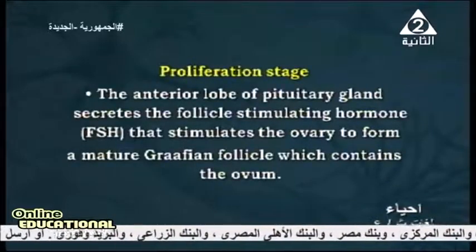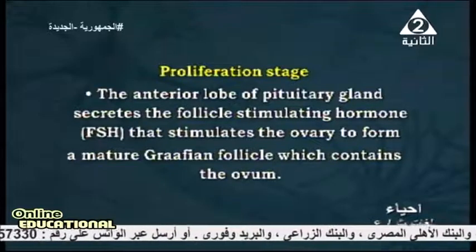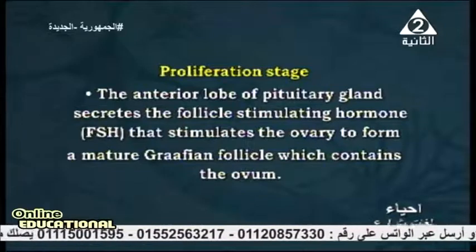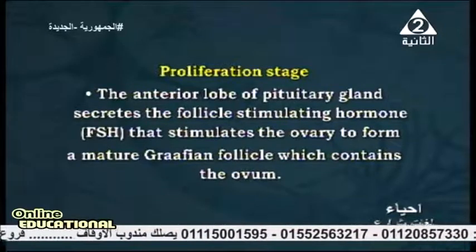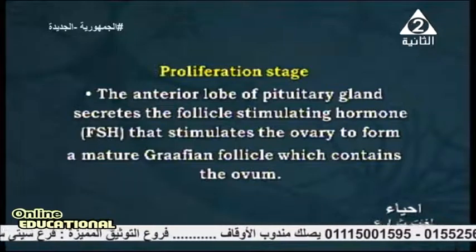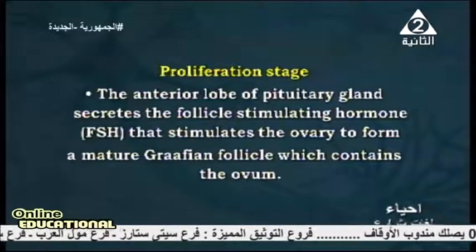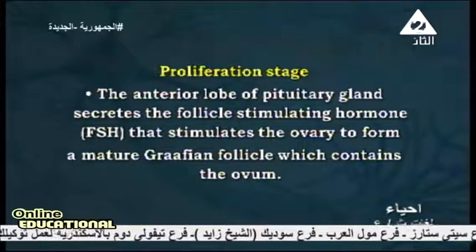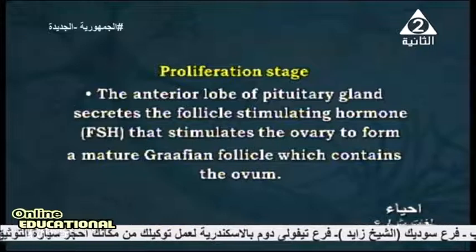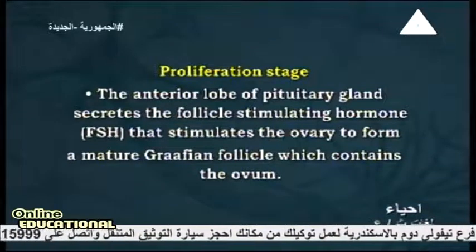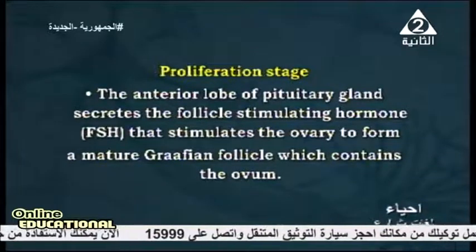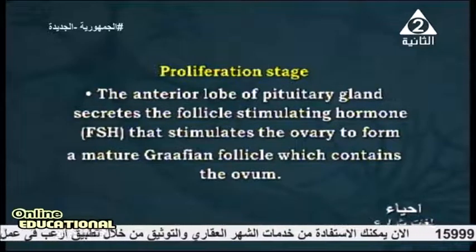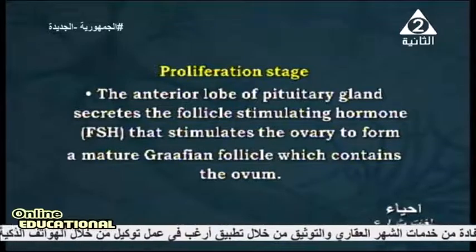What is the proliferation stage? In the proliferation stage, the anterior lobe of the pituitary gland, which you know is found in the brain, is responsible for secretion of hormones like FSH and also LH. The FSH hormone stimulates the ovary to form a mature Graafian follicle, which contains the ovum.